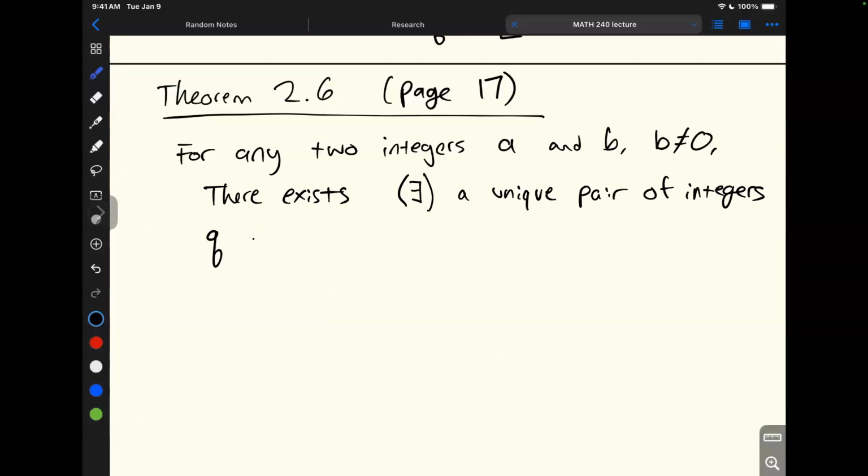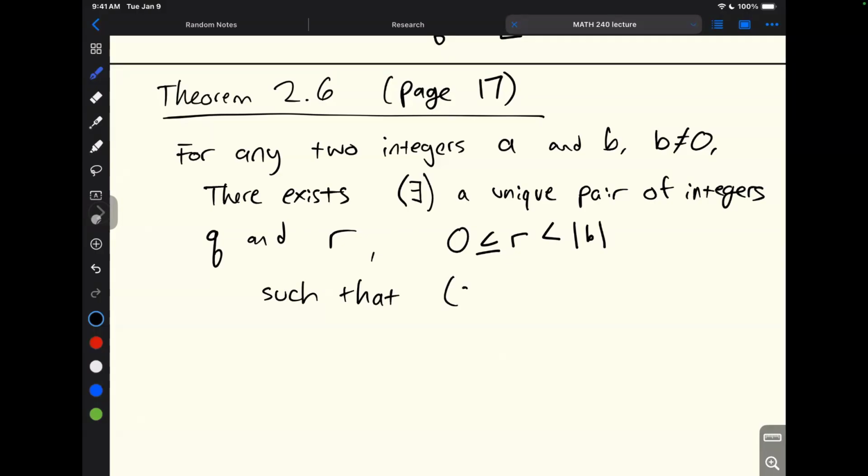and the pair is Q and R. We're going to put a restriction on R, which is that R is greater than or equal to 0, and it is less than the absolute value of B, such that, sometimes you'll see in proofs that such that gets abbreviated ST. So such that A is equal to Q times B, or previously we've seen it B times Q. Again, commutativity, the order doesn't matter for multiplication, plus R.